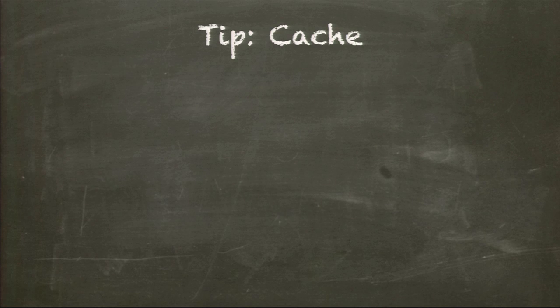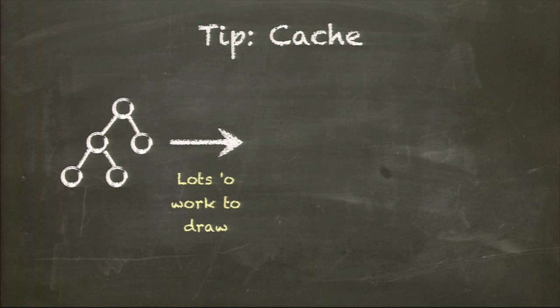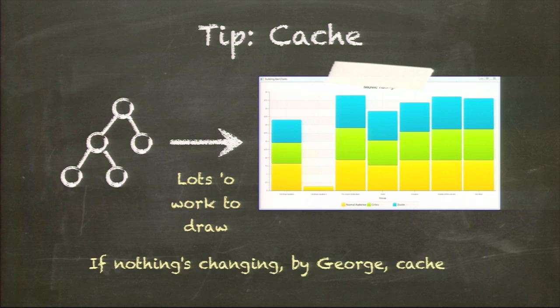Now, here's another tip, and this one we've talked about before, which is caching. So I have some scene graph, and I'm going to draw it. There's a lot of work to do to draw this scene graph, and then it produces this nice chart. So I have my graph, I did tons of work, I produced myself a chart. If this chart is never going to change, then by George, you ought to cache the thing. Say you're animating it or moving it around or changing its opacity or something like that. If the chart's nodes themselves aren't changing, man, cache that thing.